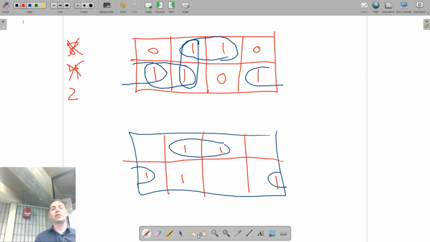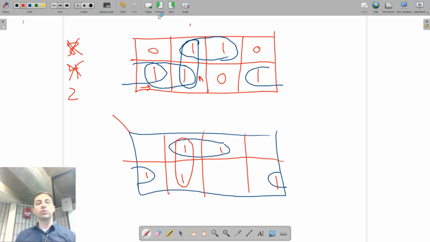Okay. So what cells are left to be covered? Second column, bottom row. So which one do we choose? Because there are two prime implicants that cover it. Which one is right? Both of them are right. I'm going to grab this one. I've decided this is the one I want to do.